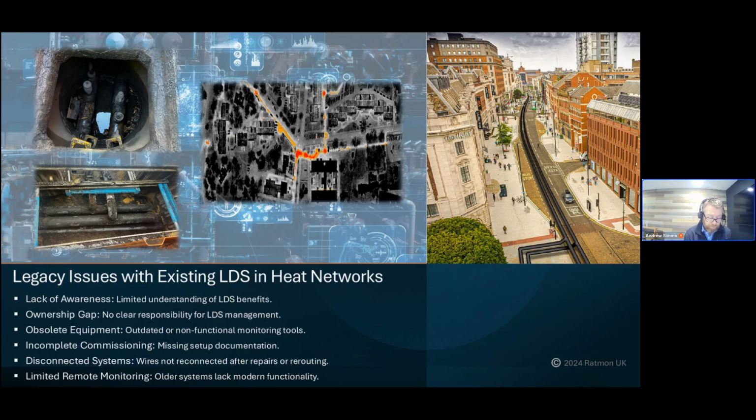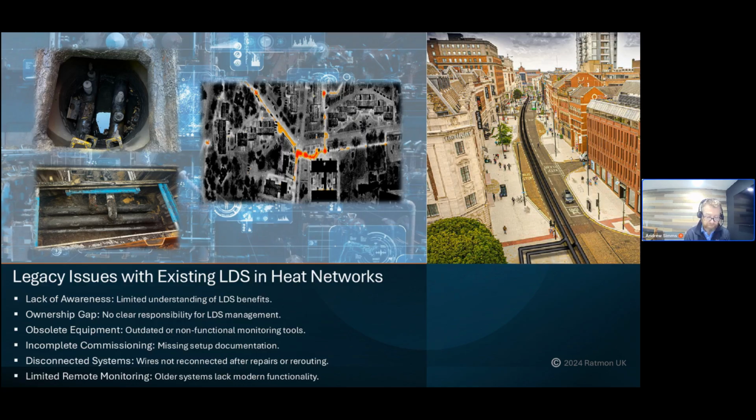So, while the majority of legacy heat networks in the UK were installed with leak detection capabilities, a significant portion of these systems are no longer operational or fully functional. This has created a gap in the ability to monitor and manage leaks effectively. What are the issues with legacy systems?